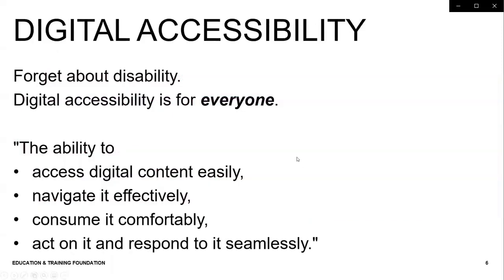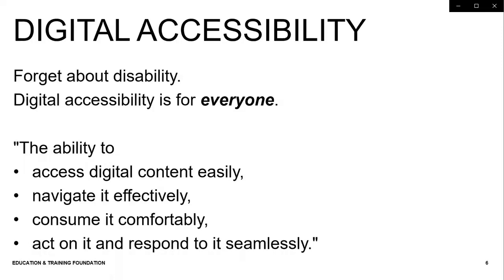Okay, let's have some context to what we mean by digital accessibility. And to start with, I just want to say, forget about disability. Taking accessibility to mean my disabled students is just far, far too narrow a sense of what accessibility is really about. Digital accessibility is for everyone. It's the ability to access your digital content easily. Everyone benefits from that. To navigate it effectively, everyone benefits. To consume it comfortably, to be able to personalize it as you need to, everybody benefits.